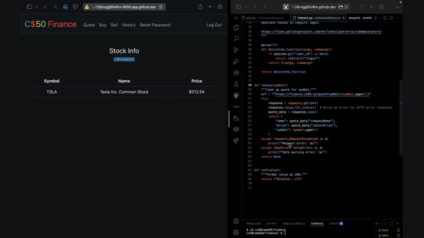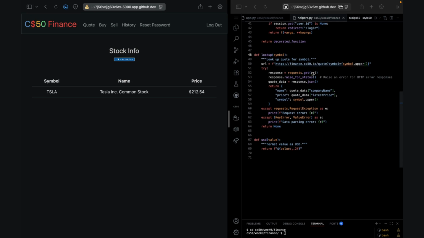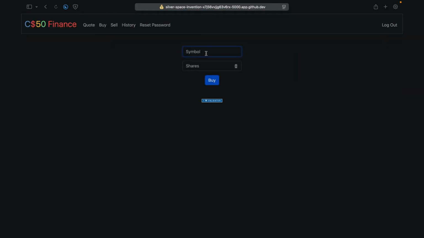Although the share prices are simulated, this was a good learning experience for me in integrating RESTful APIs to power my applications. On the right-hand side, we can see the actual RESTful API, which is used to query the current share prices. Now, let's buy 5 shares of Tesla.